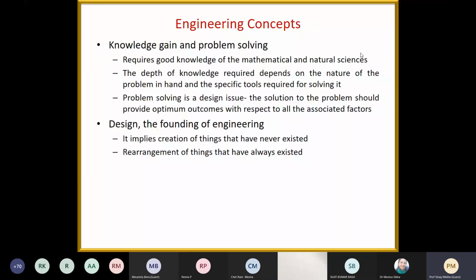But otherwise, in general, we say that product development actually means creating that particular product which never existed earlier. But it is not like that. You can always add certain features and bring a new product by modifying the features which are already present in the products.